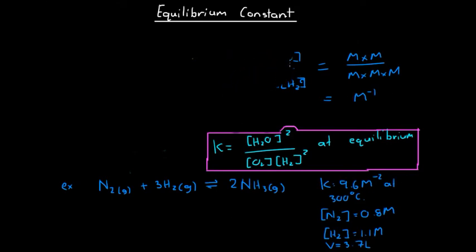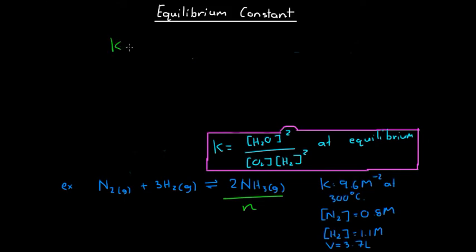So now what we're going to do is work out the number of mole of ammonia that we have, the n for ammonia. First of all, we have to write an equation. So we know that K is equal to NH3 squared, ammonia squared, over nitrogen times hydrogen cubed. Now we sub in our values.